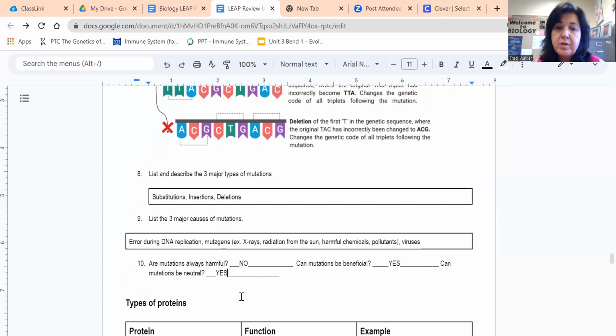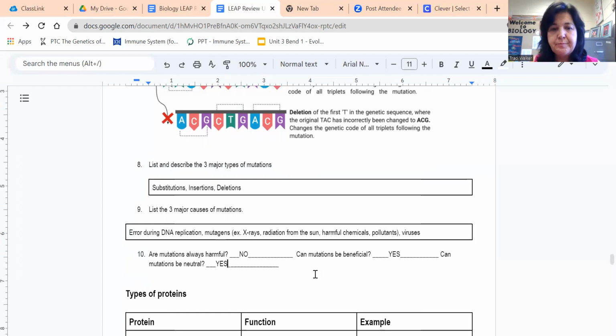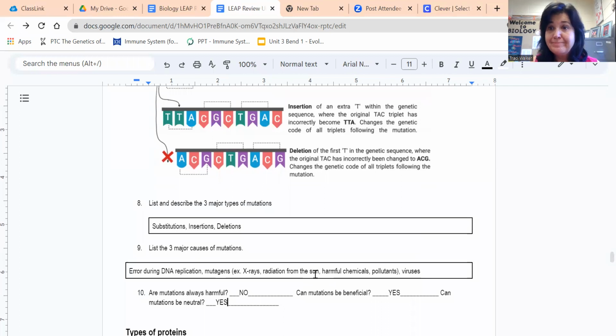And mutations occur quite often. In fact, most of us have several mutations in our DNA somewhere in our body. And usually those mutations are just neutral. Sometimes they don't even show up. So just remember, don't get it in your head that mutations are always bad. Sometimes they're good and sometimes they don't even matter. Okay, so next we'll talk about proteins, different types of proteins. And so that's the end of this lesson.